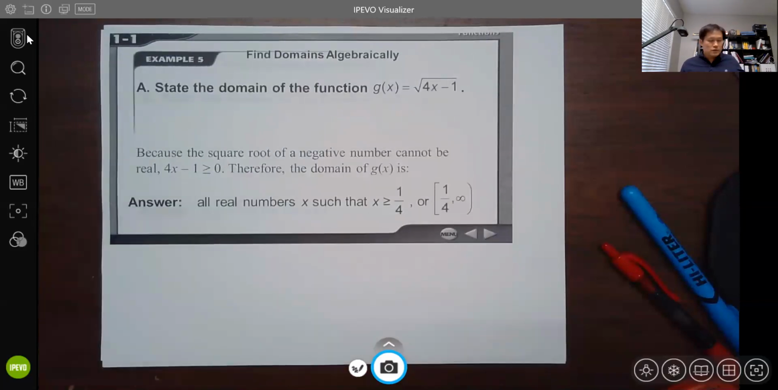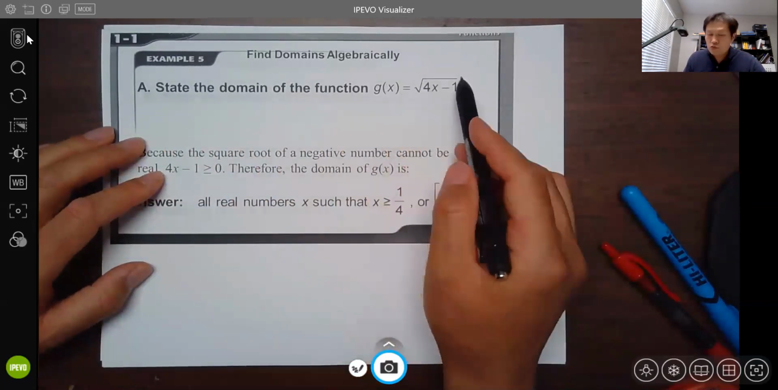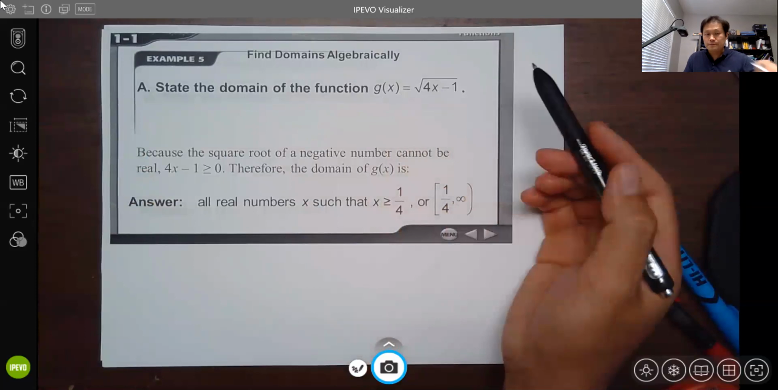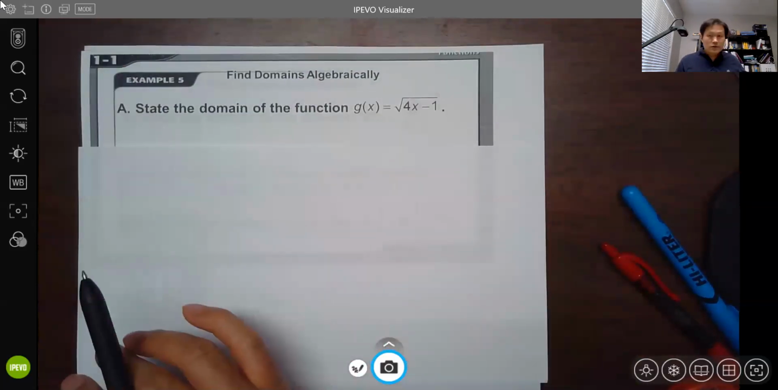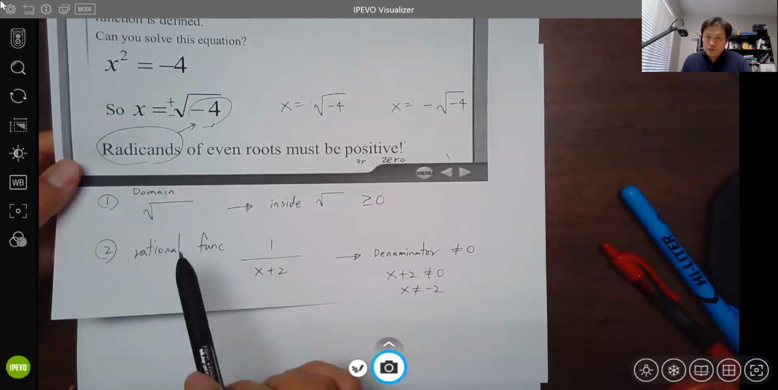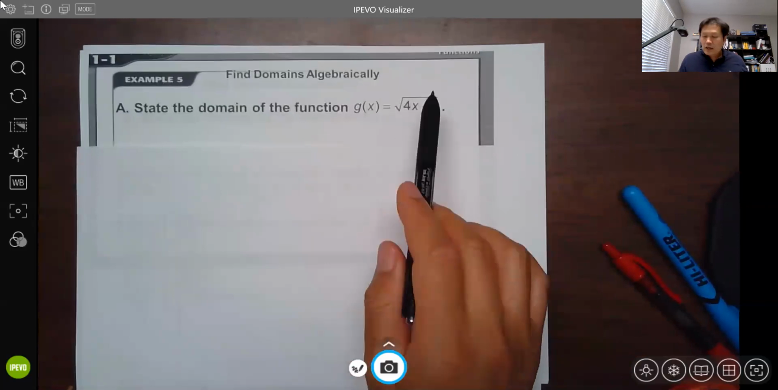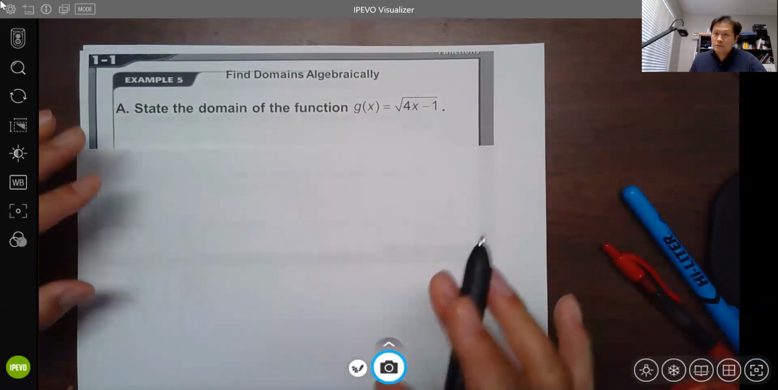Okay, let's look at more examples. State the domain of the function g of x equals square root of 4x minus 1. I just covered it, there are two styles of domain question. The first style is a root. So what did I say? Inside the root has to be greater than or equal to 0.